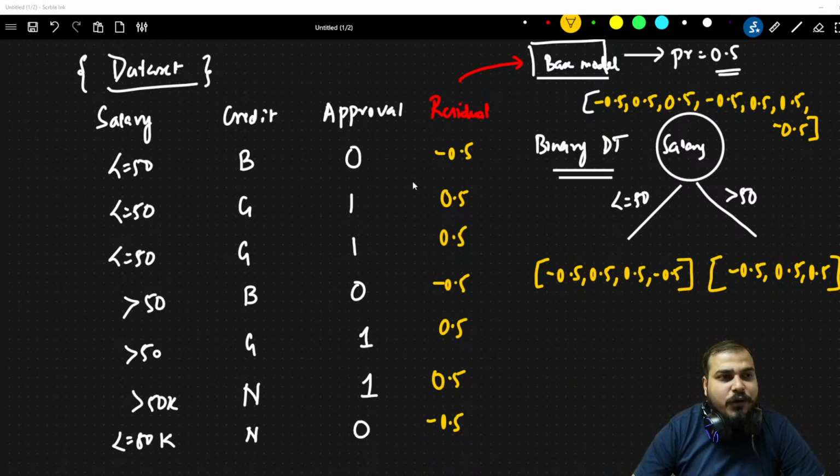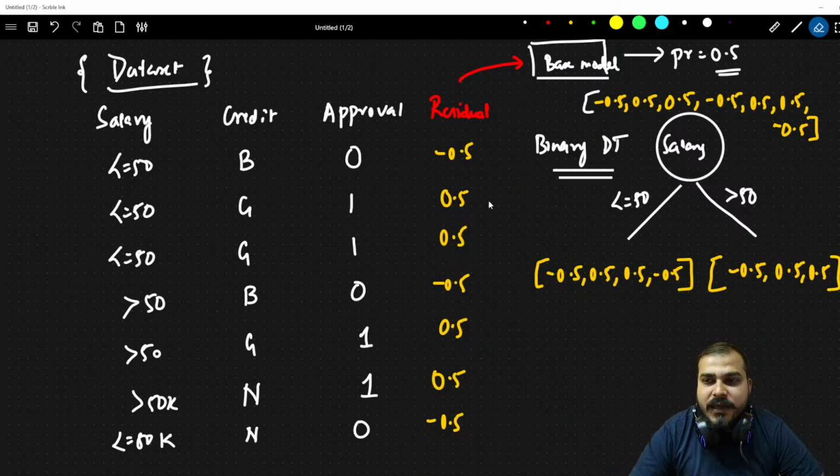How do we get the residuals, guys? From the base model, which by default gives 0.5, my data goes over here. By default I'm going to get a probability of 0.5. So the residual is calculated from this probability and the approval: the approval minus the probability. If you subtract 0.5 from 0, you get minus 0.5. 1 minus 0.5, you get 0.5. 1 minus 0.5, you get 0.5. I hope everybody is very clear with respect to this. So this is the first step.